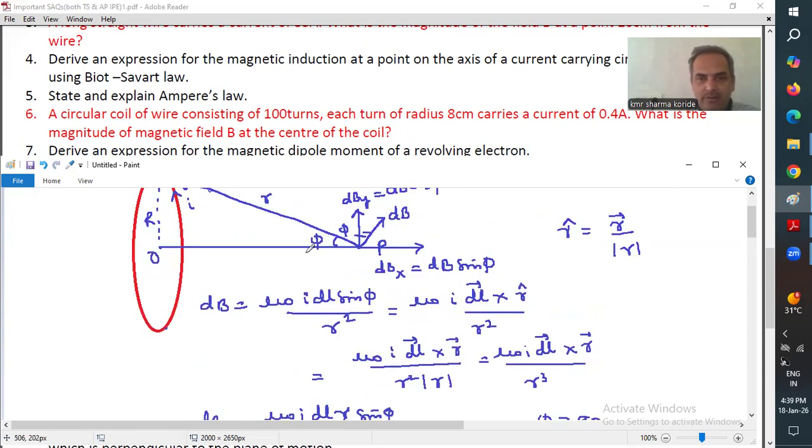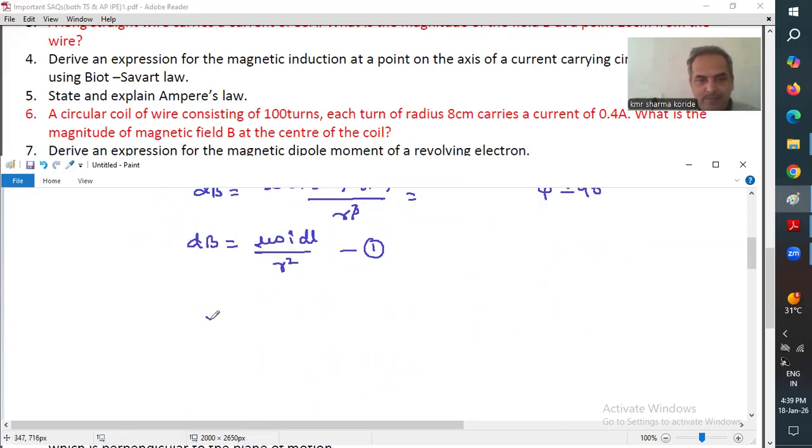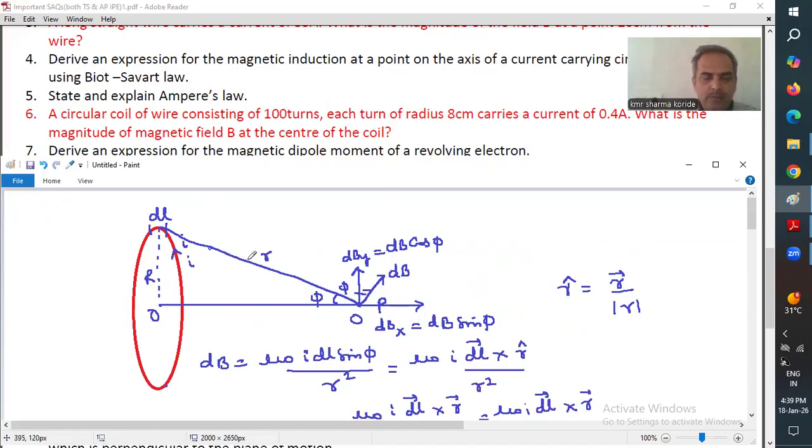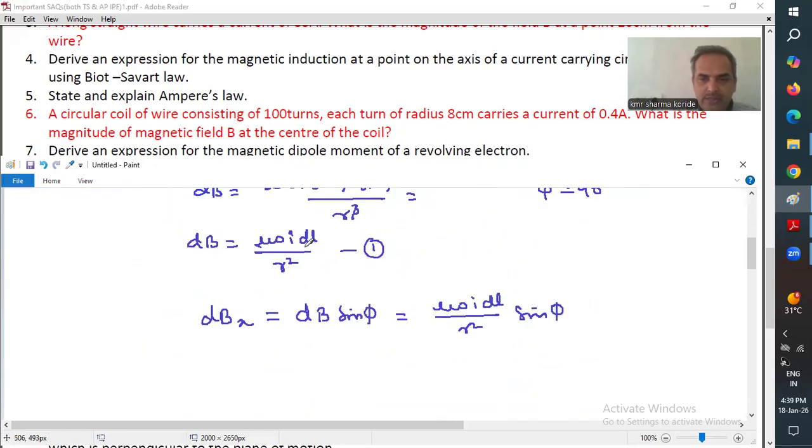Now, at the observed point, we are looking for the equation for the magnetic induction, so we go with dBx. dBx is written as dB sin phi. What is dB here? It is mu naught I dl divided by r square along with the sin phi. Before we integrate, let us write from the diagram sin phi as opposite by hypotenuse. The opposite is the radius of the circular coil, and the hypotenuse will be r.